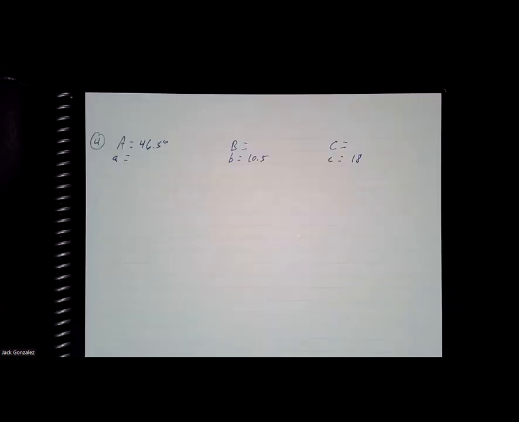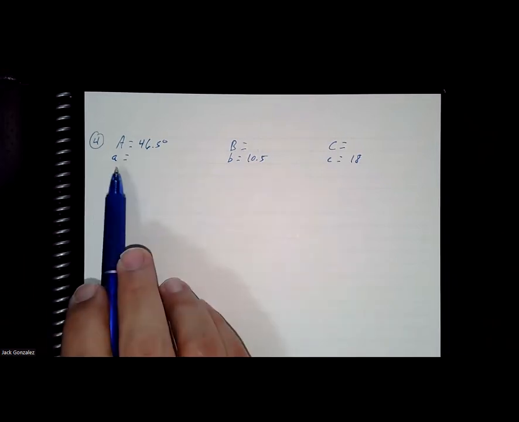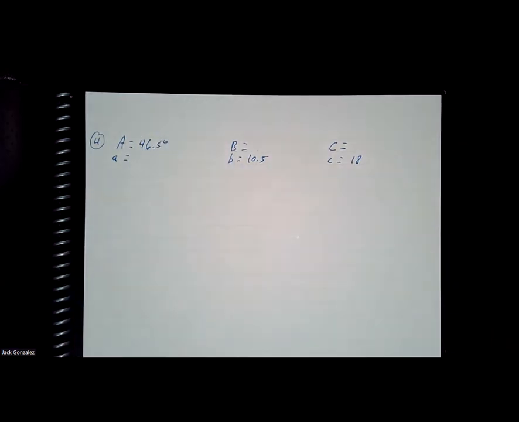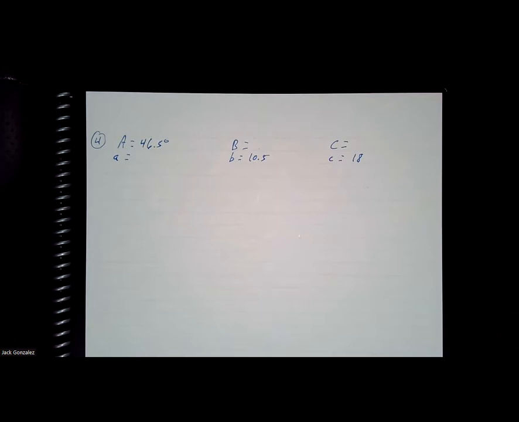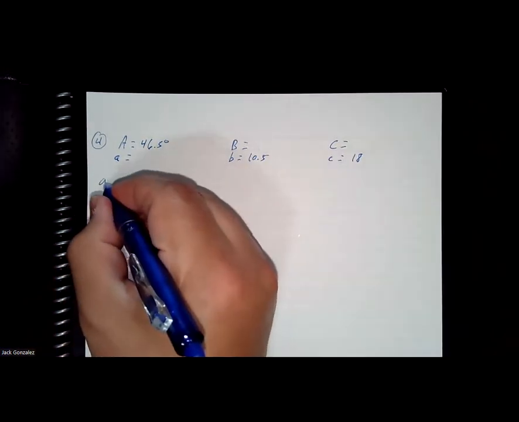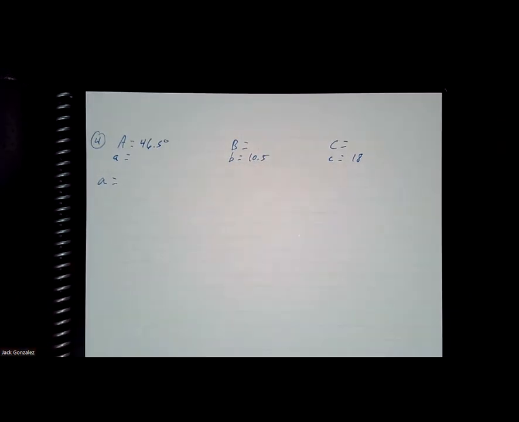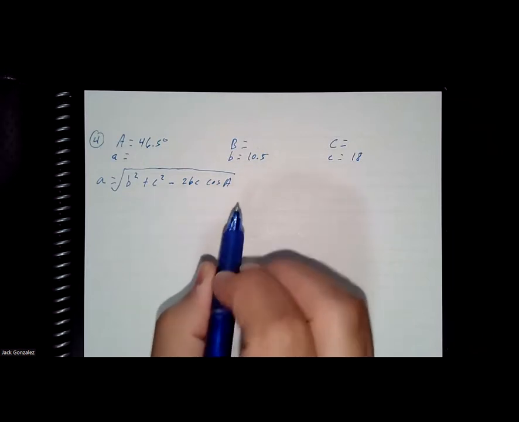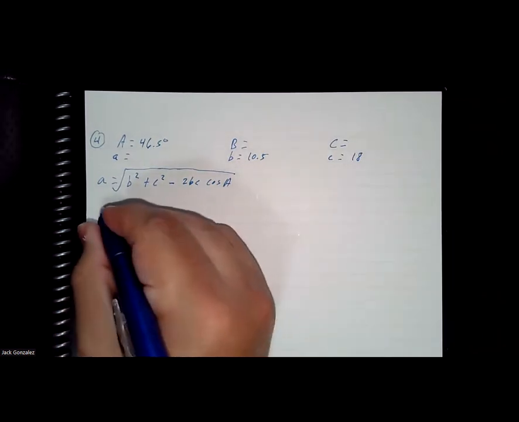All right, number 4. Angles B and C are not given. Side a is not given. Since we don't have an angle and its opposite side anywhere, we have to use the law of cosines. Since we're doing law of cosines, we don't have to worry about two triangles. So if you explain that part, you should be good. Let's use our law of cosines formula. Little a is equal to the square root of b squared plus c squared minus 2bc cosine A. So just plug it all in, and you'll have side a.